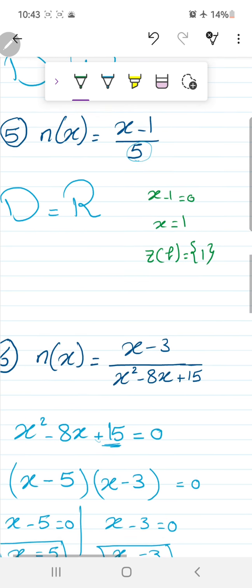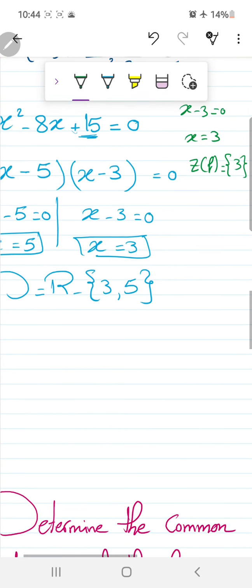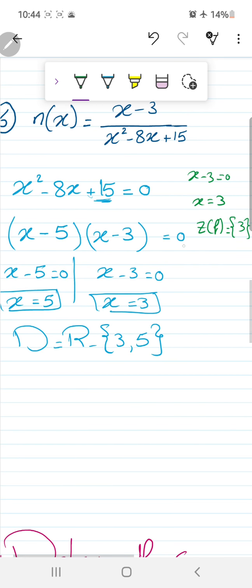Here, x minus 3 equals 0. It means x equals 3. So the set of zeros here equals {3}. What about here? Here, the set of zeros is 3, and the domain is R minus {3}.